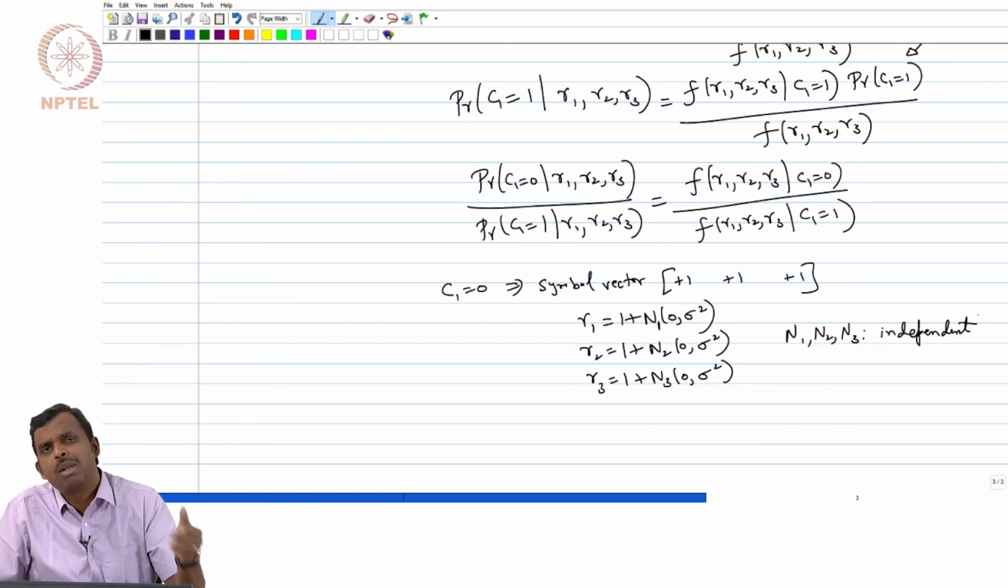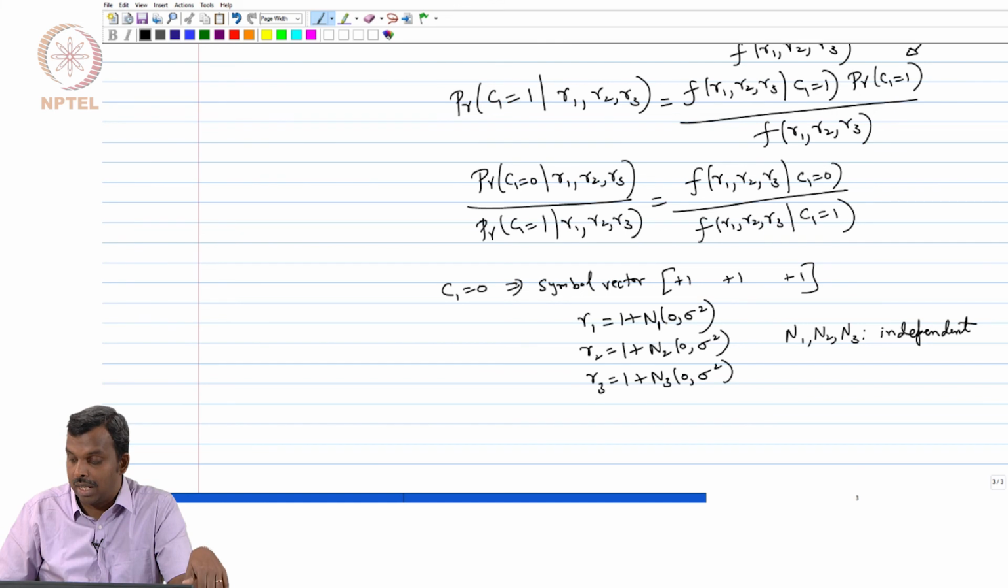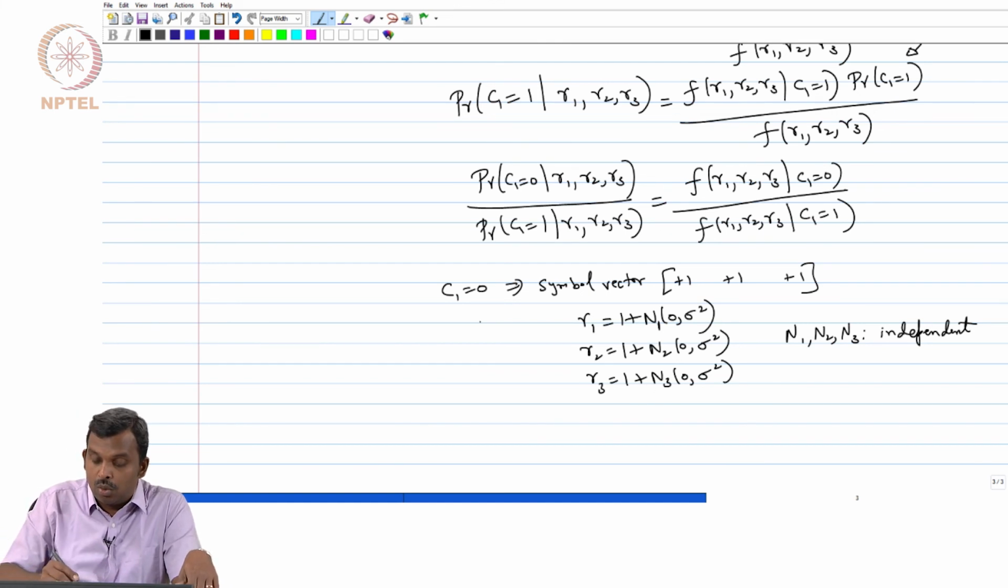Okay. Something similar happens when C1 is plus 1. The symbol vector is minus 1, minus 1, minus 1, and R1, R2, R3 are minus 1 plus a normal distribution, minus 1 plus another normal distribution, minus 1 plus another normally distributed value. All three are independent because different bits go through independent realizations of the channel. So, once you know what happens when C1 is 0 and C1 is 1, you can plug in the normal distributions here.